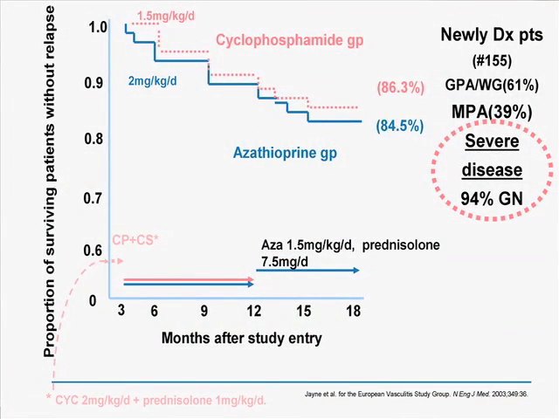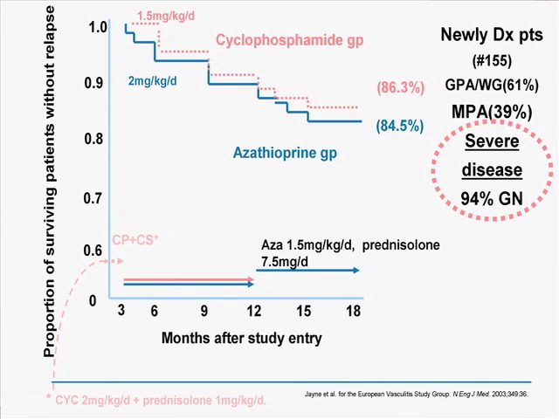Or can you stop the cyclophosphamide at some point and switch off to a maintenance agent and do just as well? So in this very important study from David Jayne and the European Vasculitis Study Group, we see patients within this study, 155 patients. These consisted of patients who had both GPA and MPA. The majority was GPA, but a significant number of people with MPA. They all had severe disease. 94% had glomerulonephritis.